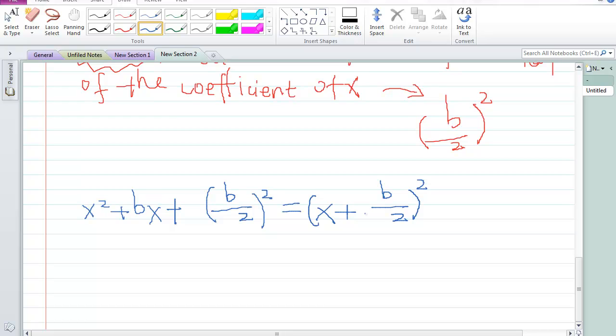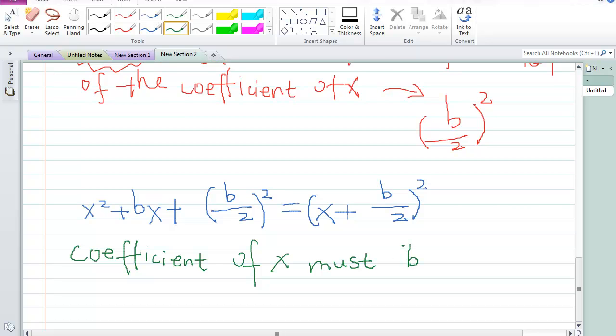But in this case, be careful, the coefficient of x squared must be 1 for this rule to apply, and I'll make a note in green. Must be 1 for the rule to apply.